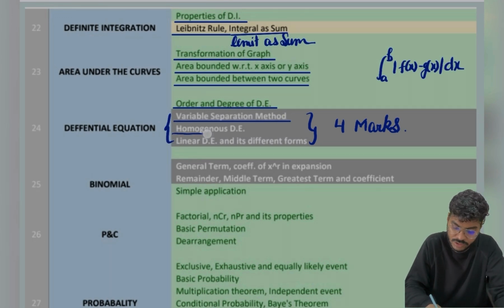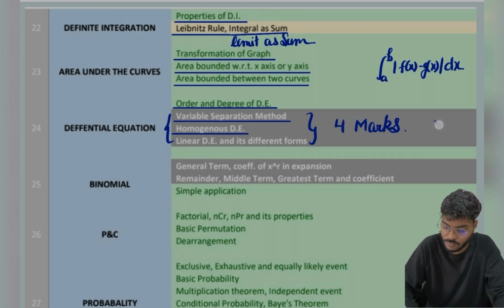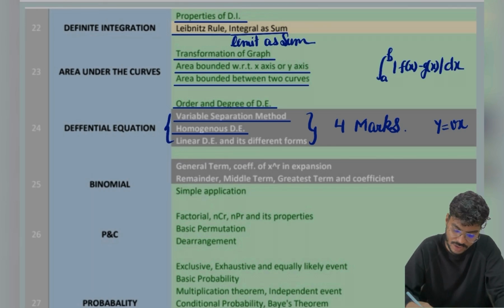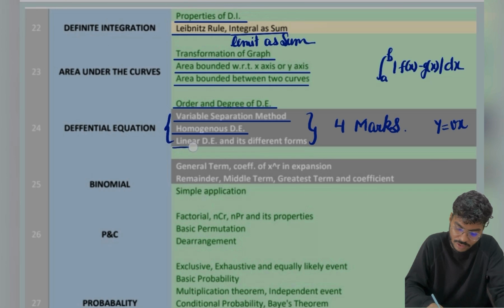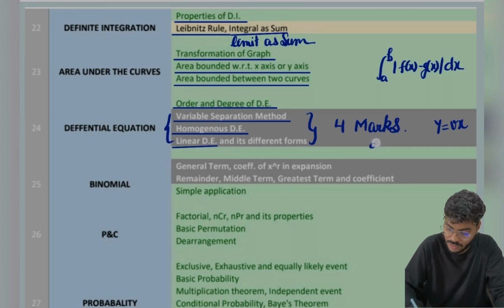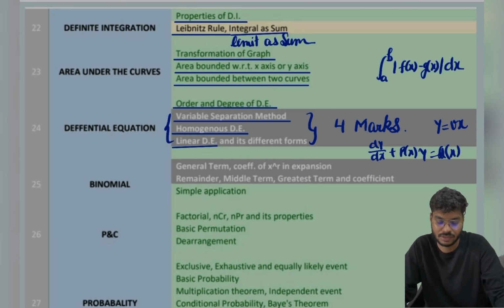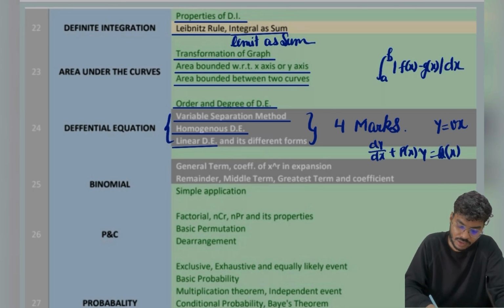Then what is the homogeneous differential equation? What we have to assume is y equal to v into x, or t into x, in the homogeneous differential equation. Then the linear differential equation. What is a linear differential equation? dy by dx plus p of x into y equals q of x, where we have to find the integrating factor, right? Then we have to solve its different forms.